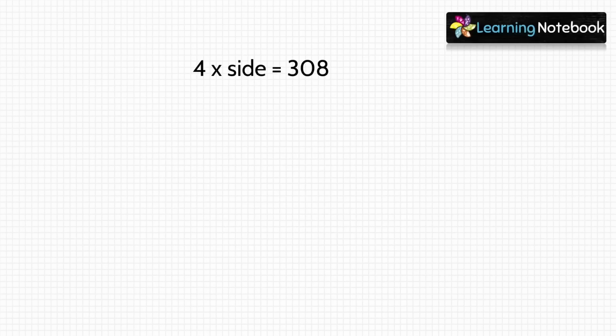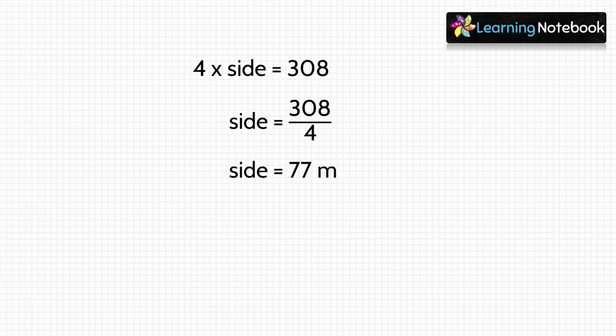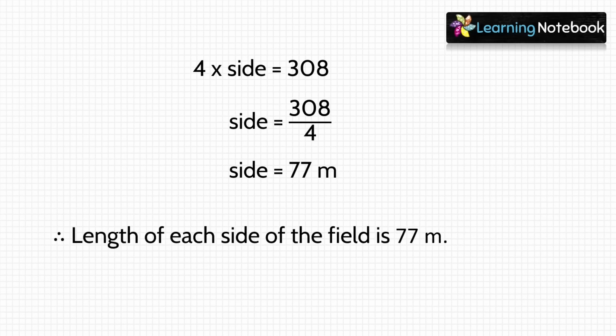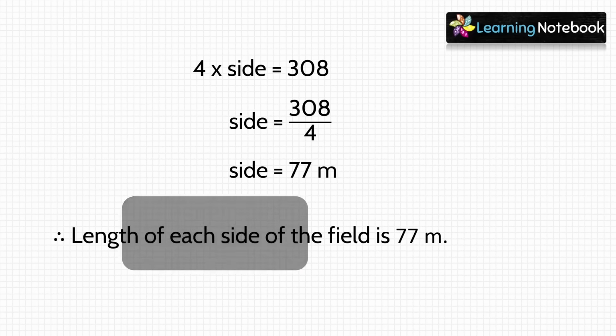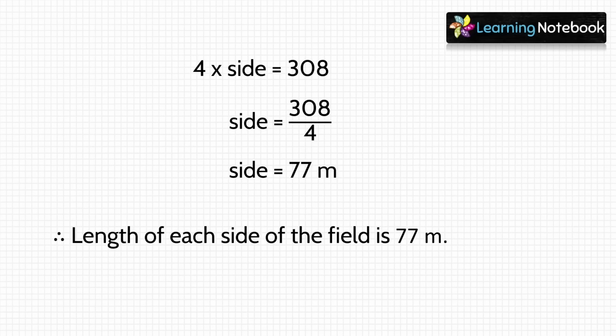So to calculate side, let's divide 308 by 4, which is equal to 77. So we get the length of the side as 77 meters. Let's write the answer statement. Length of each side of the square field is 77 meters. So students, now I am sure you have understood the concept of perimeter and how to solve its related questions.